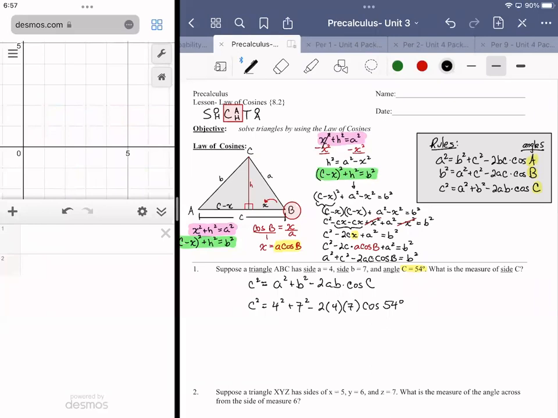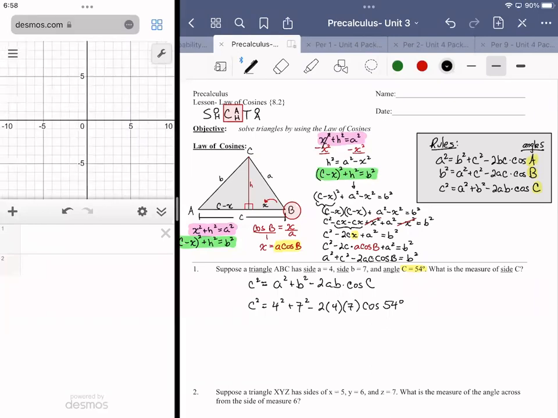Putting the law of cosines into Desmos is not the most challenging thing in the world, because if you just put in the formula pretty much as you see it, it'll spit out what you need. The only thing is that if you wanted to solve for c, then you would want to take the square root of the whole thing. So c is really going to be equal to the square root of all of this stuff.